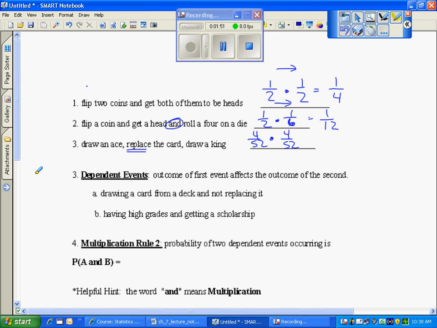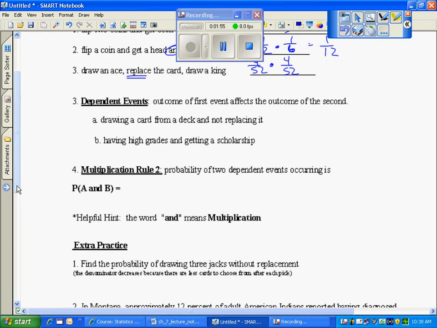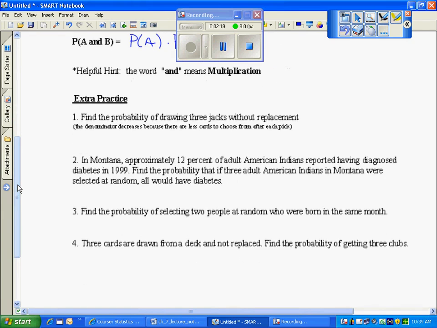Now dependent is a little bit different. The outcome of the first does affect the second when not replacing a card. If I drew a king, now there are only 51 cards in the deck and you don't have that opportunity to draw the king. So we call them dependent. The probability rule here is the probability of A times the probability of B given that A has occurred. The word "and", again, is the helpful word to make you think of multiplication.